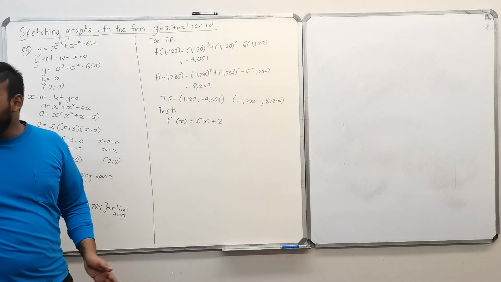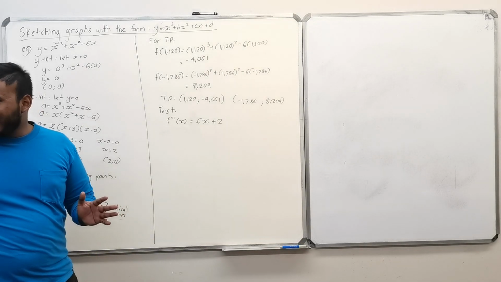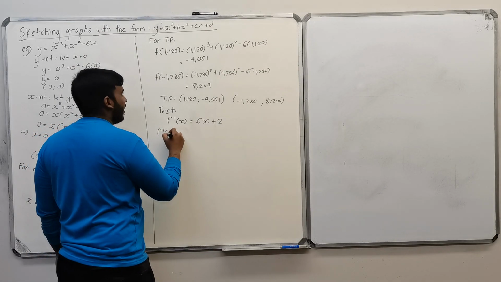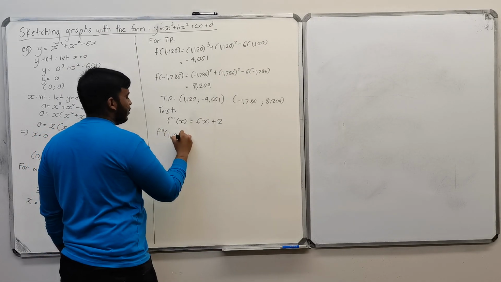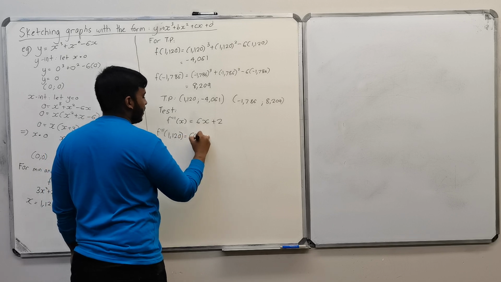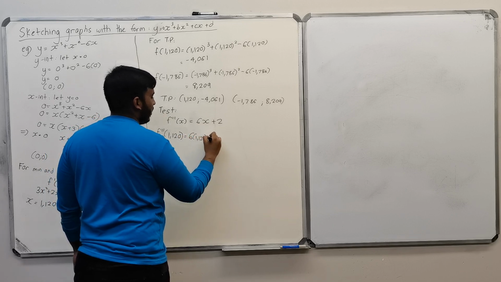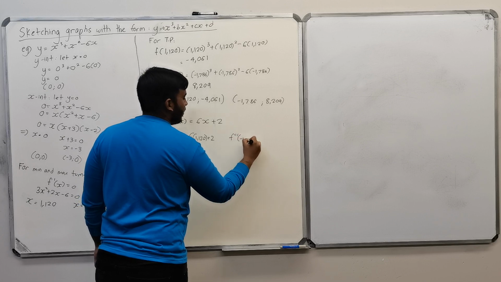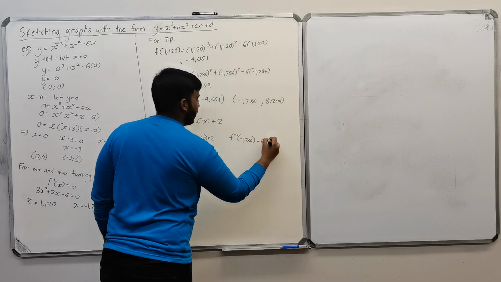Okay, right? So f double prime of 1.120 is equal to 6 times 1.120 plus 2. f double prime of minus 1.786 is equal to 6 times minus 1.786 plus 2.